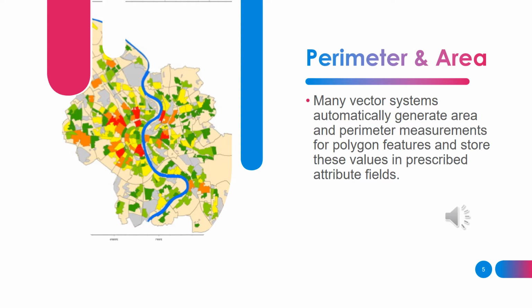Next, the perimeter and area. Many vector systems automatically generate area and perimeter measurements for polygon features and store these values in a prescribed attribute field. Basically, measurement of area and perimeter is about measuring the polygon. So, how do we measure the area of a polygon? The measurement is processed in a clockwise direction around the polygon.